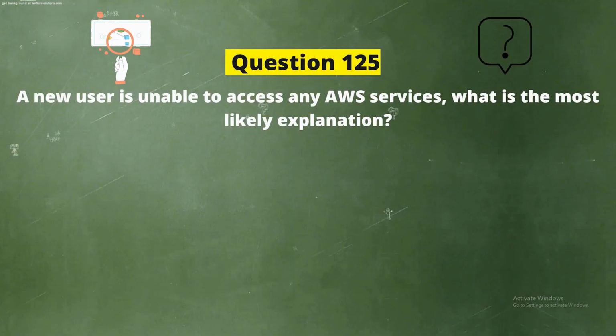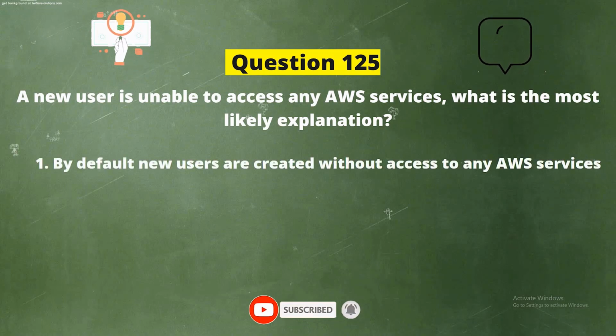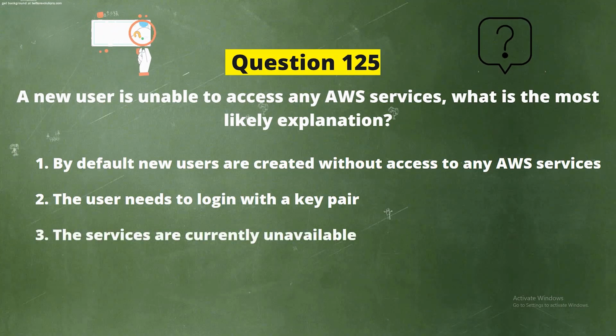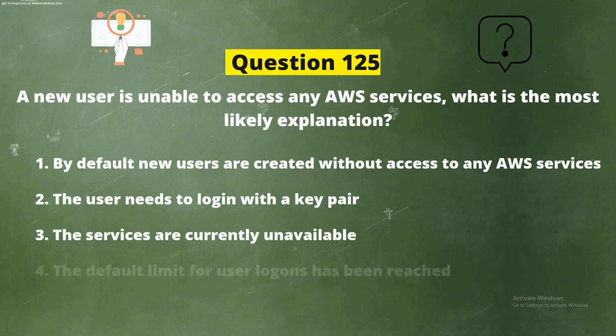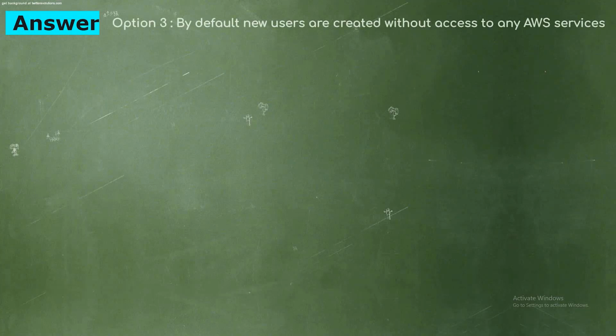Next question. A new user is unable to access any AWS services. What is the most likely explanation? And the options are Option 1. By default, new users are created without access to any AWS services. Option 2. The user needs to log in with a key pair. Option 3. The services are currently unavailable. Option 4. The default limit for user logons has been reached. And the correct answer is Option 1. By default, new users are created without access to any AWS services.